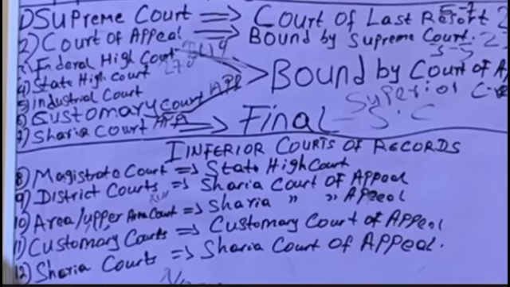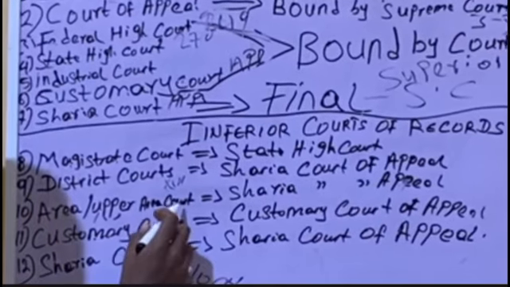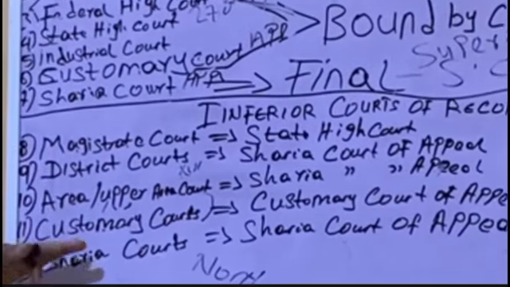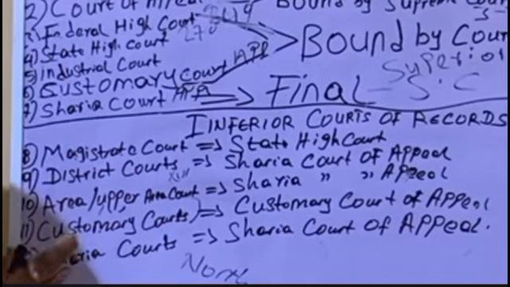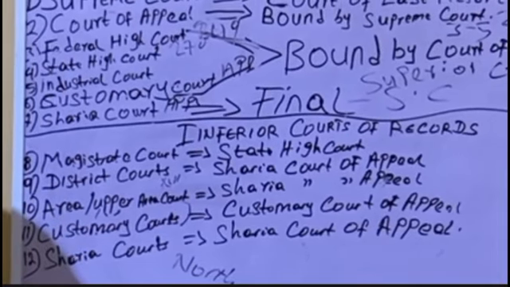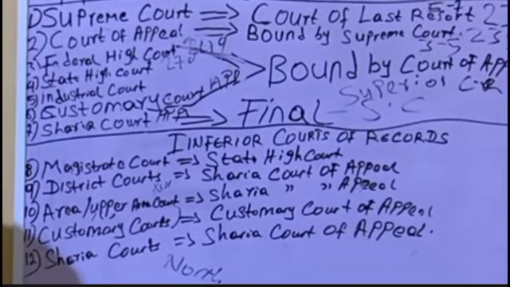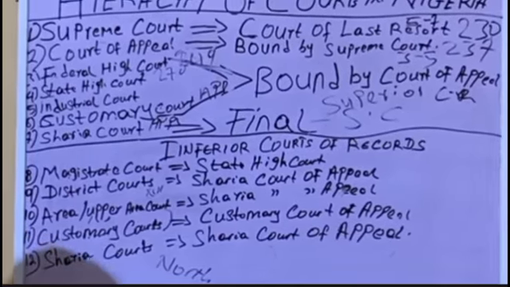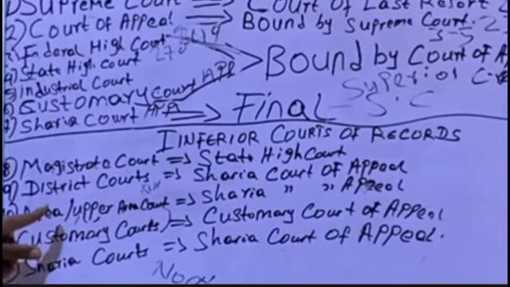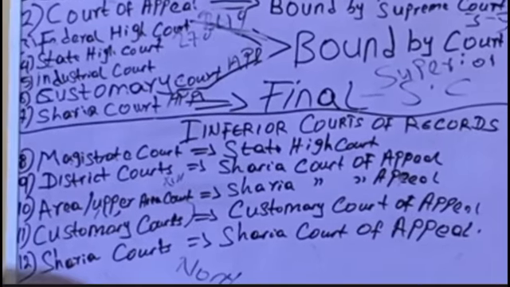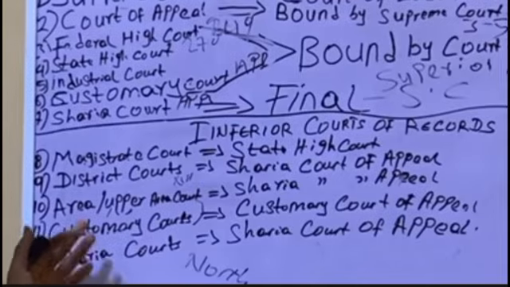Area court or upper court is the same as what? Customary law. These two are the same, but this one is in the south. Remember, the Muslims don't deal with customary law. They have their own distinct law, as Islamic law is not customary in nature. It's something given to them by their prophet Muhammad. Now, area court is like a customary court of our own, but it deals with Islamic law.